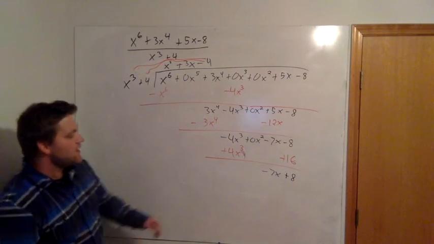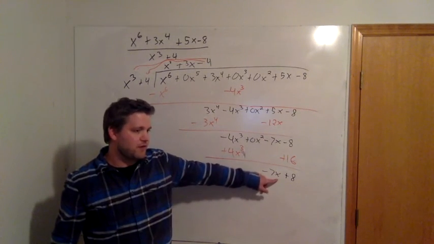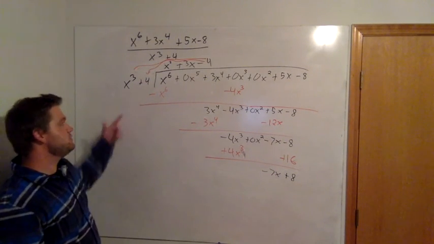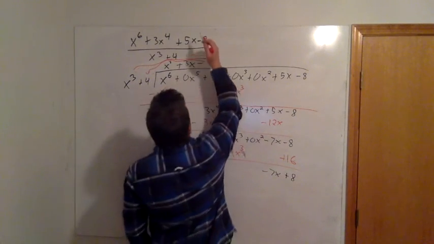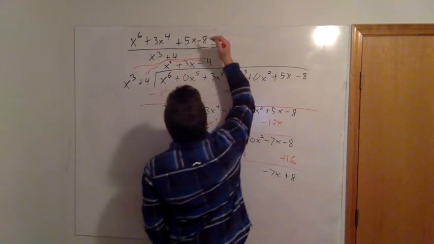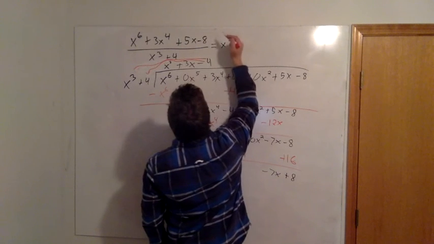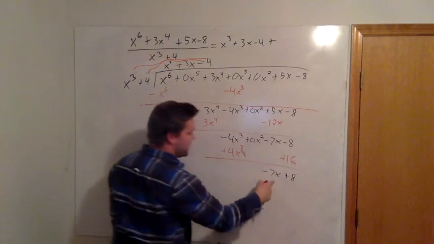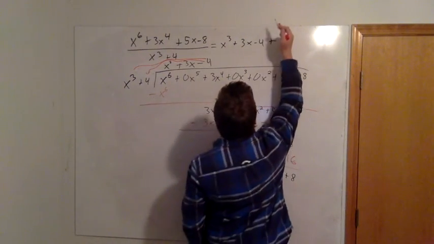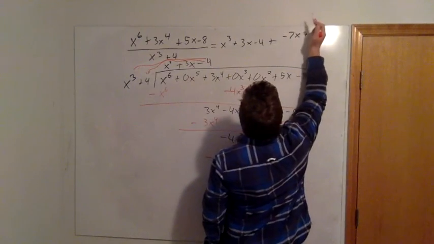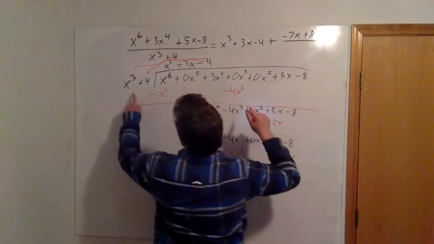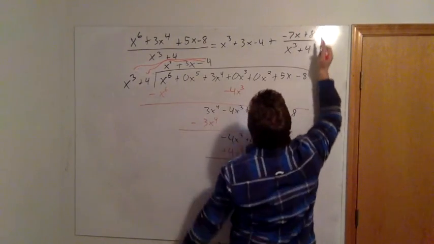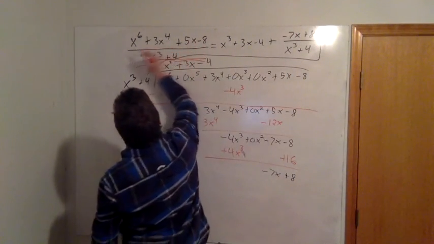And now we're done. I have a first degree polynomial here for my remainder, and my divisor is a third degree polynomial, so we're done. So our answer is going to be the quotient, which will be x cubed plus 3x minus 4, plus our remainder, which is negative 7x plus 8, all over x cubed plus 4. And here's our answer.